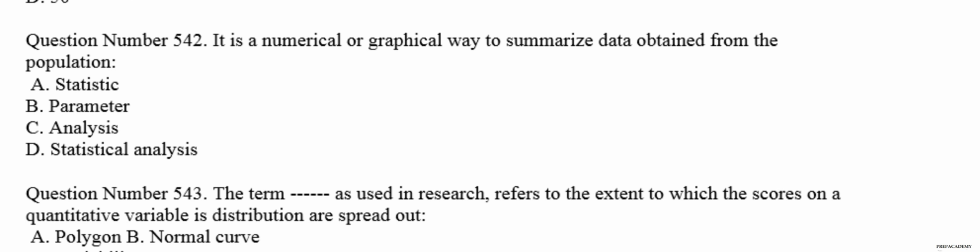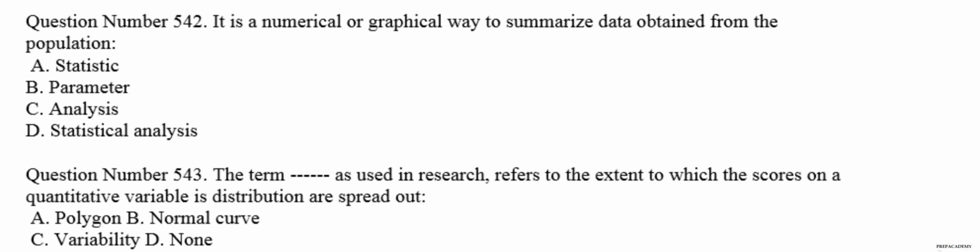Question number 542. It is a numerical or graphical way to summarize data obtained from the population. A. statistic, B. parameter, C. analysis, D. statistical analysis. The correct answer is option B, parameter.